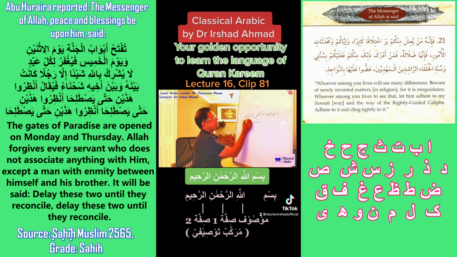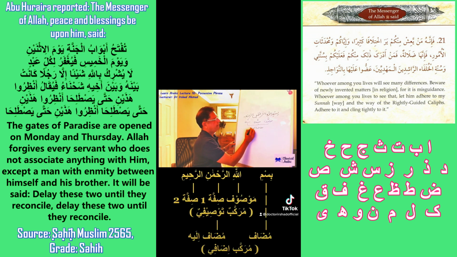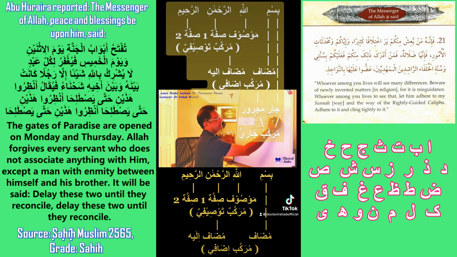Sifa one. And this is sifa two. So both these sifat, their mausuf is Allah. Because mausuf is in jar, sifa number one is in jar, sifa number two is in jar as well. And mausuf with its two sifas becomes, in this construction, mudaf ila. And this is mudaf ila, and ism is mudaf. Mudaf and mudaf ila become murakkab idafi.